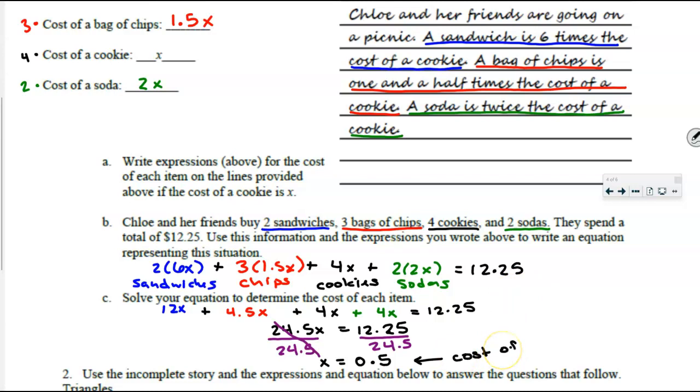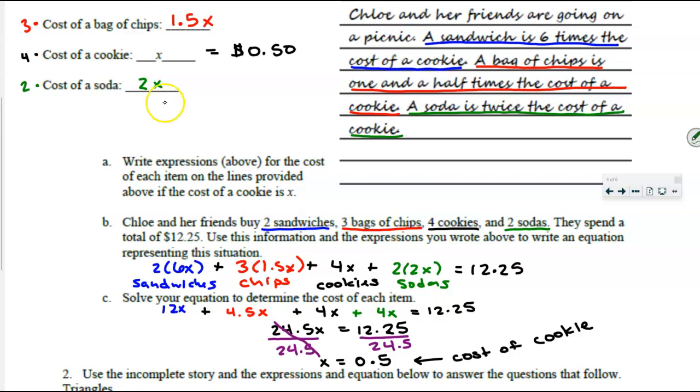Lachlan? Yeah, 0.5. What are our units of measure? Dollars. So what's 0.5 of a dollar? That's half a dollar. That's 50 cents. So a cookie, it was x, but I know that that actually represents half of a dollar, 50 cents.